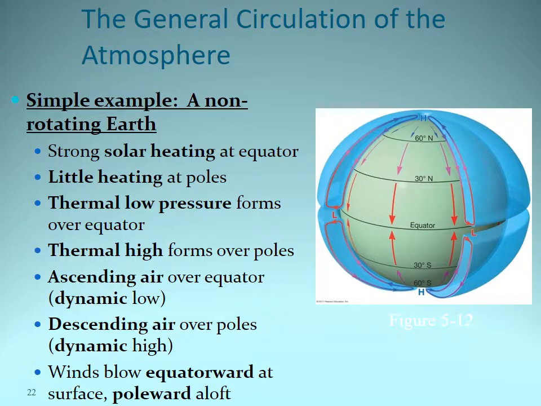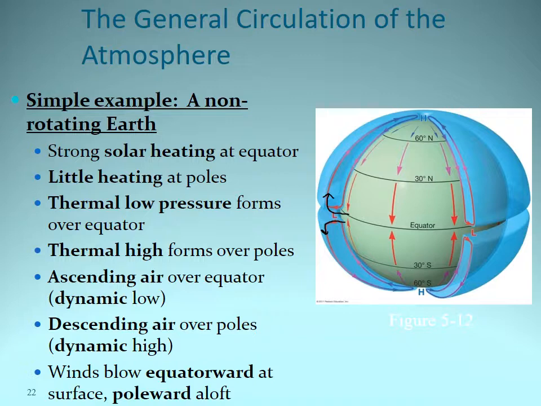All right, so in order to understand the global circulation of the atmosphere, we're going to start really small here. We're going to assume that the Earth does not rotate. There's no land on the Earth, and we don't have seasons. So there's very strong heating at the equator, very little heating at the poles. So what air wants to do is rise up and diverge away from the equator aloft. That sets up a low pressure system. There's less air above the equator.